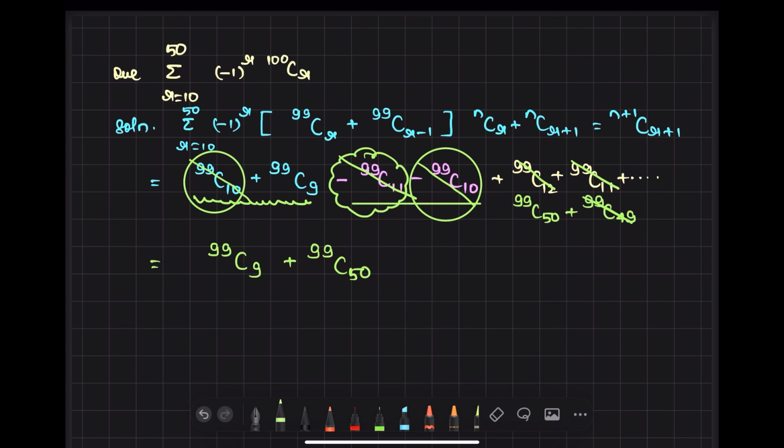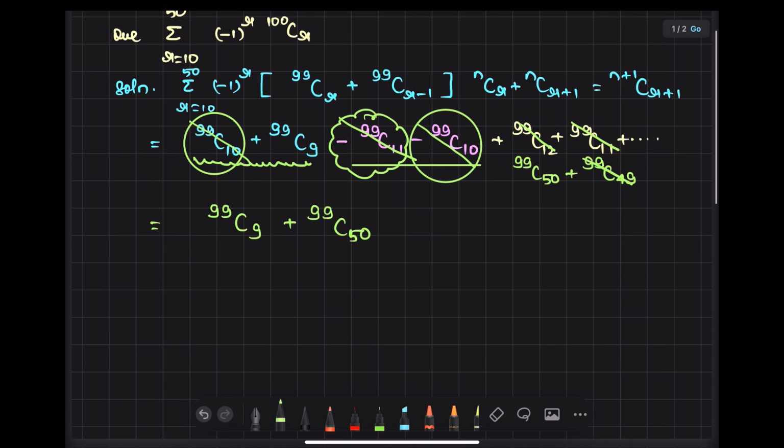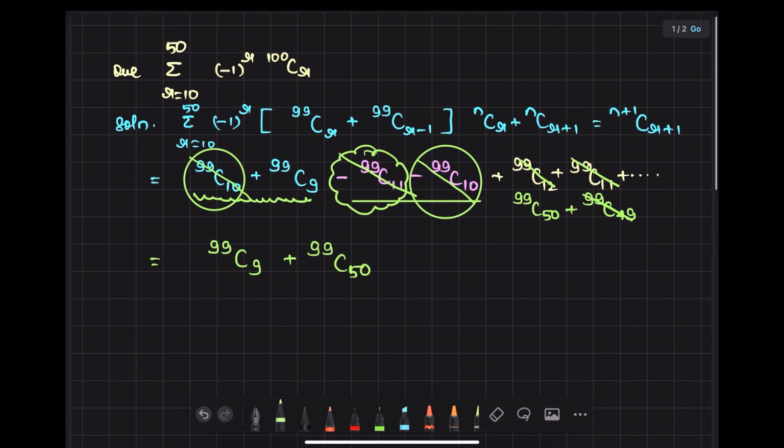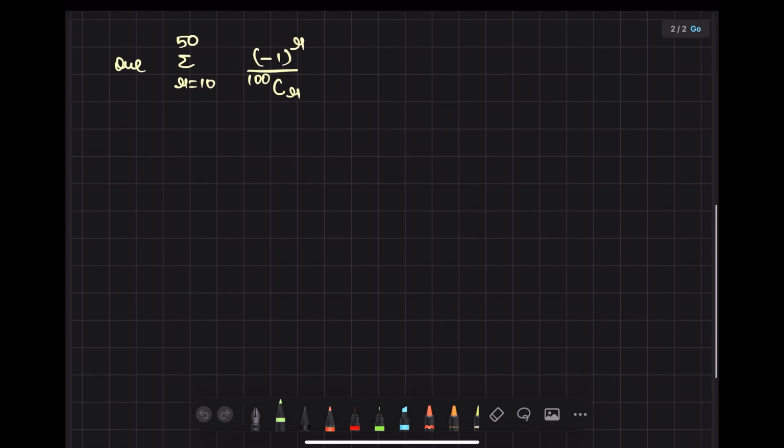I hope you got the approach, how you have initiated the chain reaction. Mark star on this question. Now look at this question. Earlier it was having what? Earlier it was having minus 1 power r, and on the numerator only it was 100 Cr. Now in this question everything is the same, but 100 Cr is written on the denominator. So here also we will think about initiating the chain reaction.